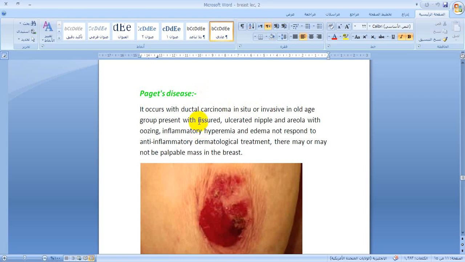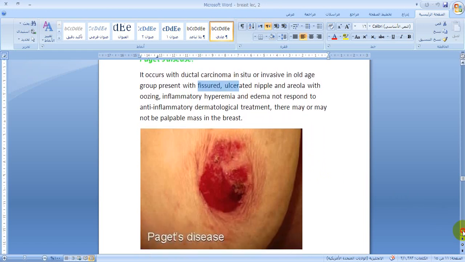شنو الفيتشر اللي راح تعطينا؟ فيتشر اوف اكزيما، تعطينا fissuring، ulceration of the nipple، oozing، inflammatory hyperemia، راح يكون احمر. هاي الأديمة does not respond to anti-inflammatory dermatological treatment، ما تستجيب. It may or may not be associated with palpable mass of breast. This is Paget disease.